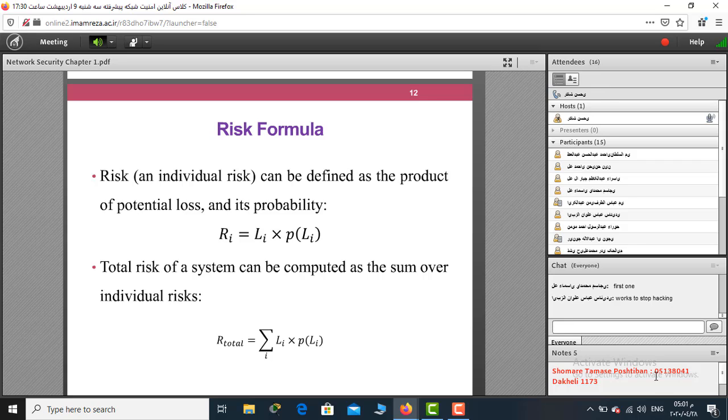Well, in our example of loaning somebody some money, what was the L of L_i? It was, for example, $1 million. Yes, this is L_i, because if we lose our money, the loss is $1 million. And what is the P of L_i? It was 1%. The product of these two factors is R_i.